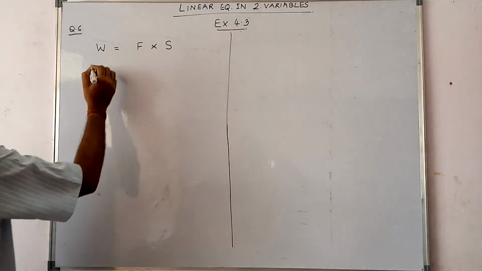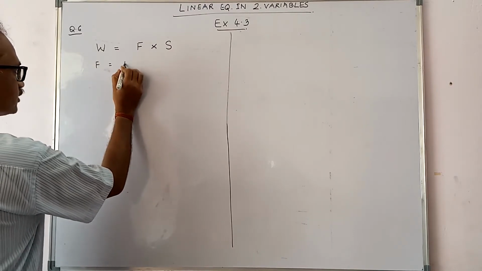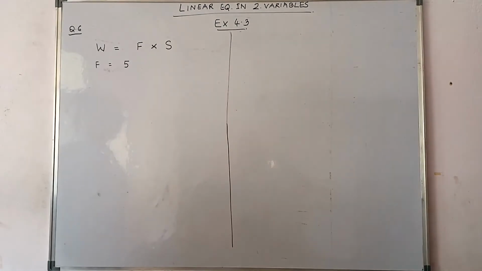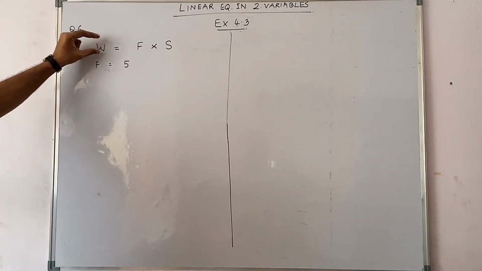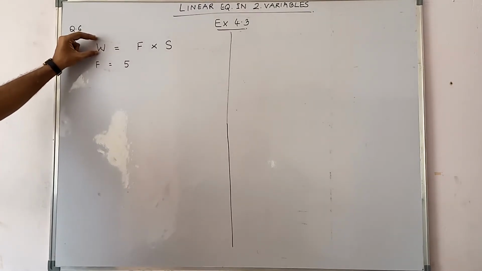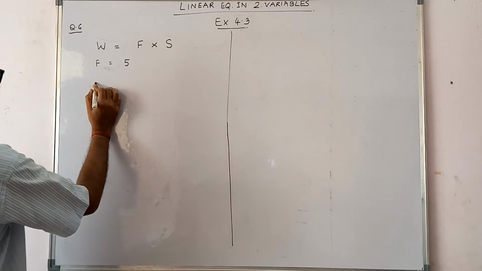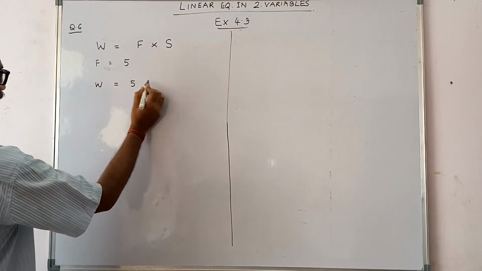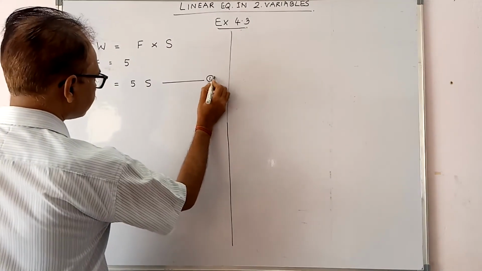The question says, if the force is constant, that is 5 units, then you have to form a graph or a relation between this W and S. So here, work done W is equal to 5 into S, or simply 5S. Let's take it as equation number 1.